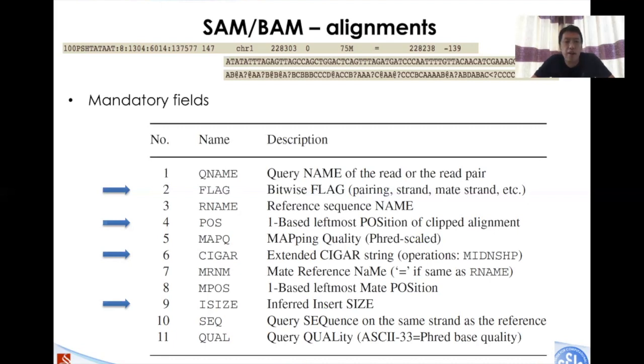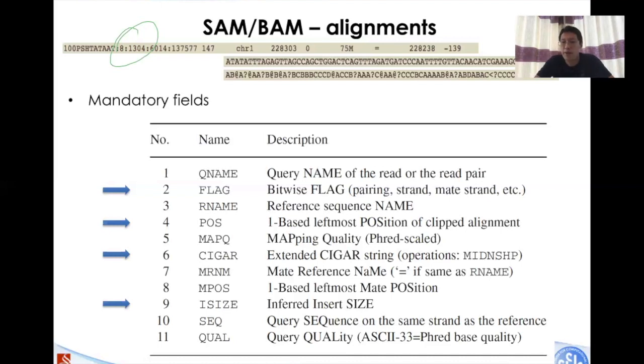As you can see, there are many different elements. So let's go through these elements one at a time. We will start from this part. And this part, as this table shows, is the query name, which is the query name of the sequencing read or read pairs.